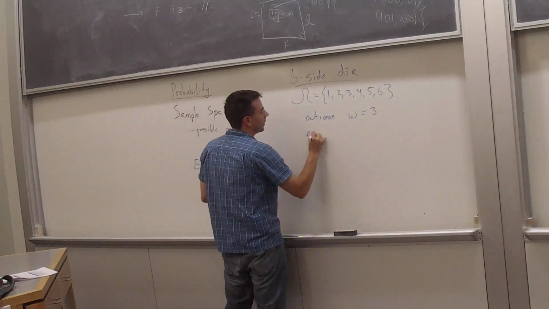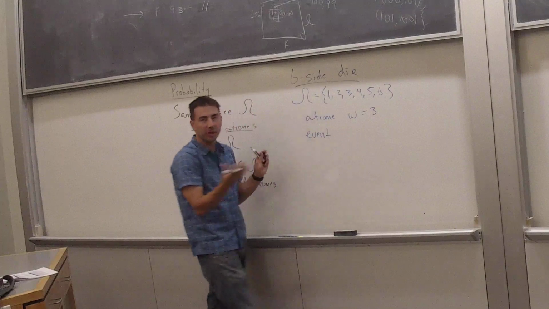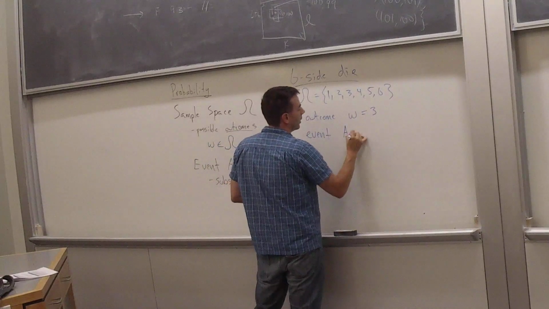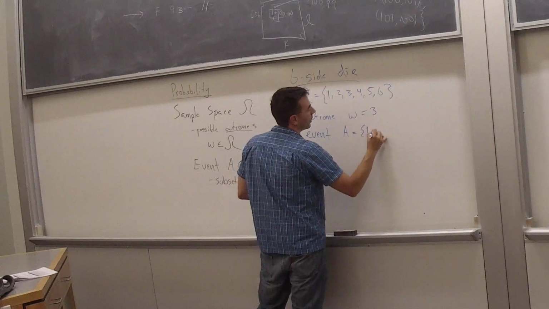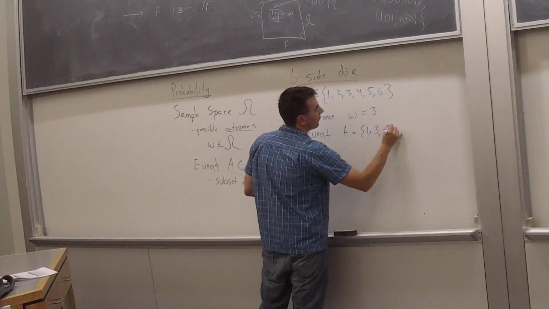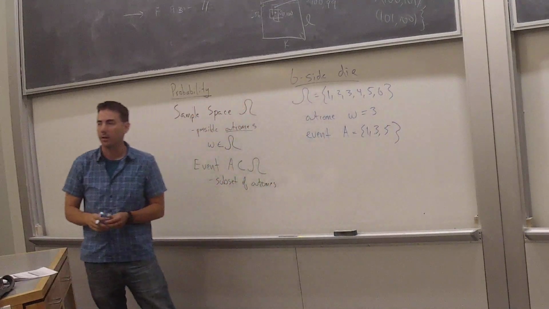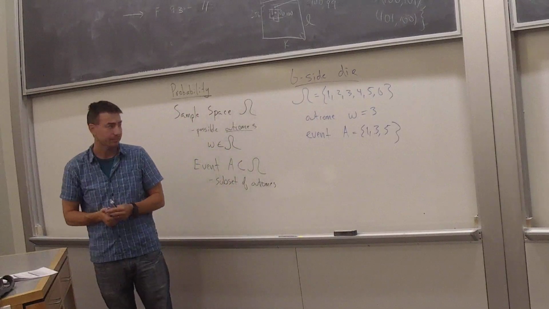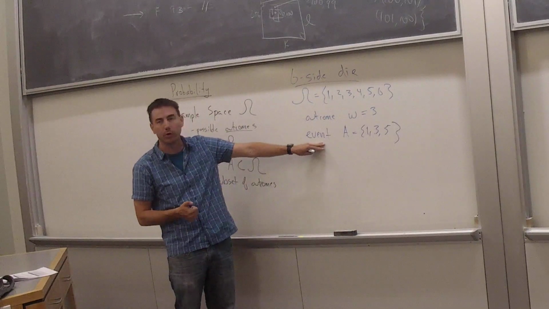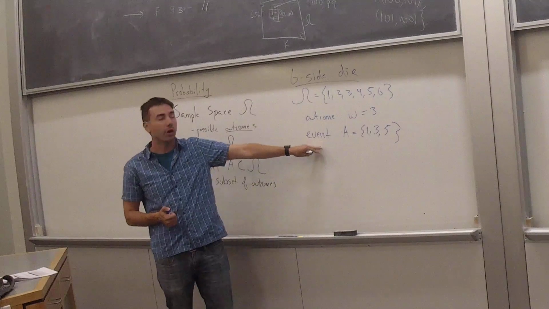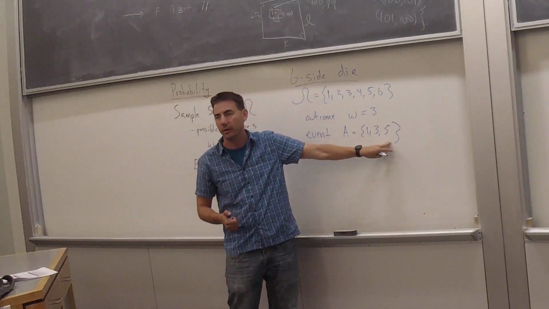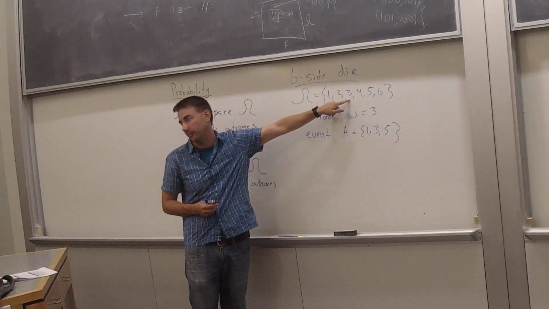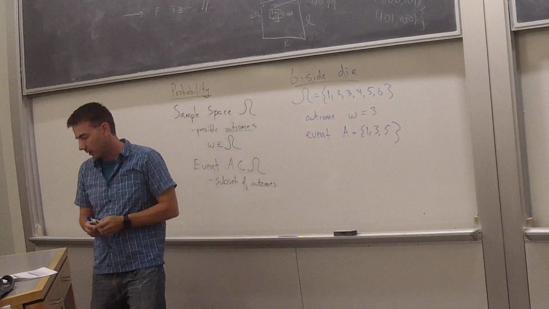An event might be just an outcome, I just roll a 3, but it could also be a set, say 1, 3, and 5. These are all the odd numbers. So this would be an event: I rolled an odd number on the die. That encodes that it could be a 1, 3, or a 5. When I say I rolled a 3, that's this particular outcome. Okay.